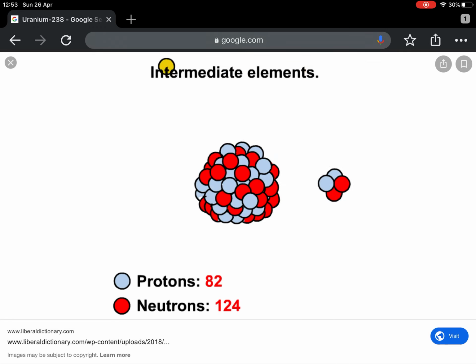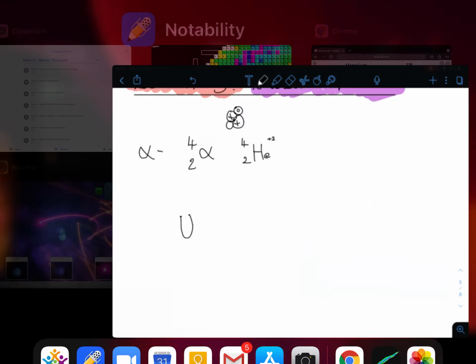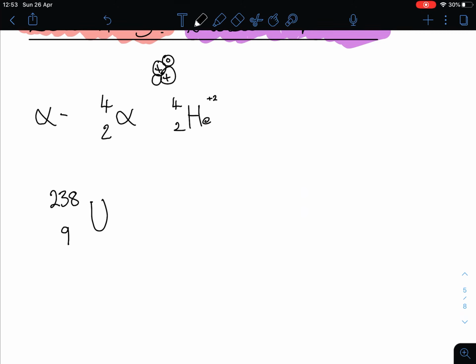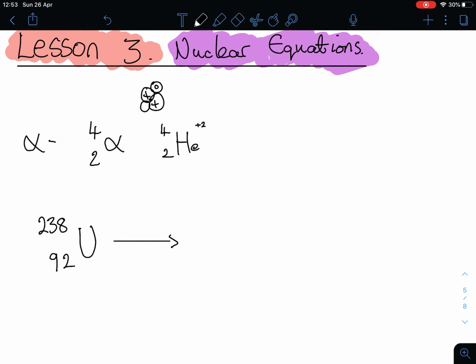There it is, decaying by alpha, and losing a couple of things on the way. So we had 238, 92 uranium, and it's going to undergo radioactive decay. Now, if we're losing 4, 2, we're going to subtract 4 from the top. We're losing 4 things, and we're losing 2 of those as protons. So the new atomic mass is going to be 234, and the new atomic number is going to be 90. That gives us a new element called thorium. And to balance the equation, just like a chemical equation, we're going to have the alpha 4, 2.